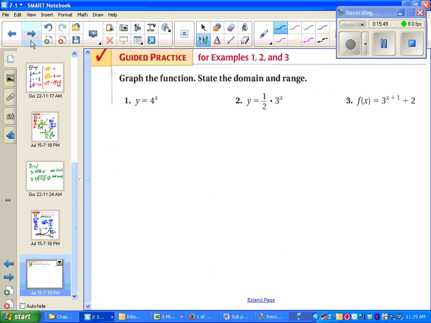At this point, you need to pause the video and try all 3 of these on your own. Number 3 is the most important because it has the shift. And don't forget, f of x is really, for all intents and purposes, the same thing as y. Good luck. That's the end of this video.